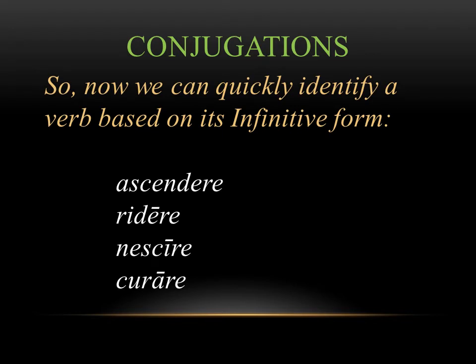So let's take a look at these 4 verbs: ascendere, ridere, nescire, and curare. Look at the endings. They're short ere, long ere, long ire, and a long are. This will help us identify them quickly. So now we know the first has to be third. It's a short ere, ascendere. The second, ridere, has a long e. This is the second conjugation.